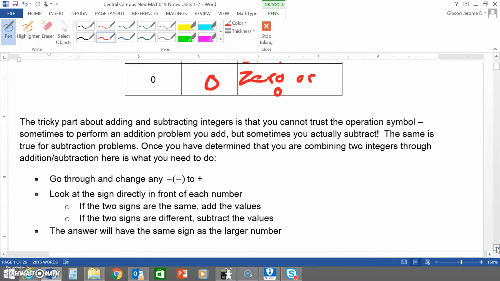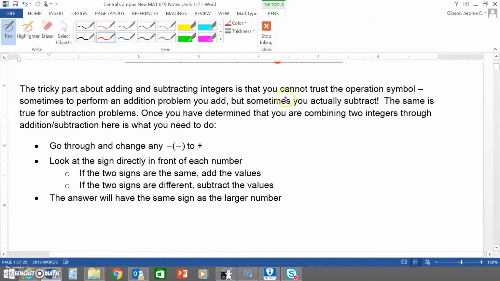Now, the tricky part about adding and subtracting integers is that you cannot trust the operation symbol. Sometimes to perform an addition problem you add, but sometimes you actually subtract. The same is true for subtraction problems. Once you have determined that you are combining two integers through addition or subtraction, here's what you need to do.